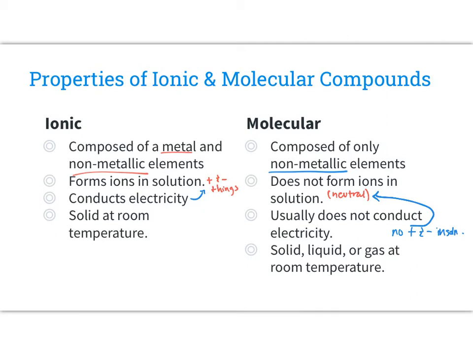Ionic compounds are always a solid at room temperature, and molecular compounds can be a solid, a liquid, or a gas at room temperature.